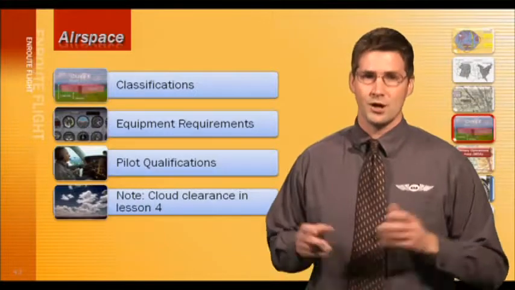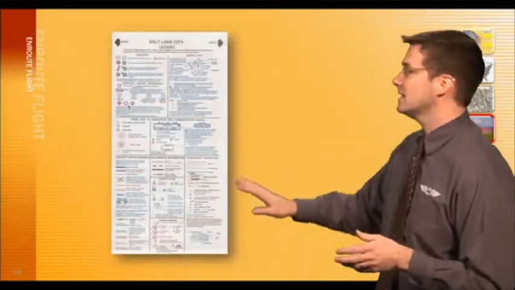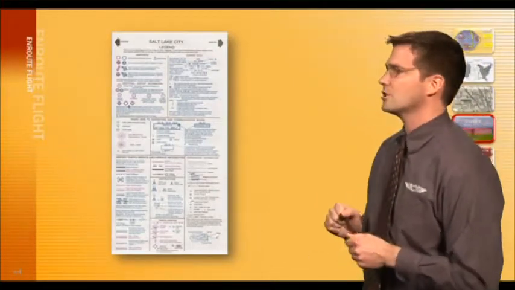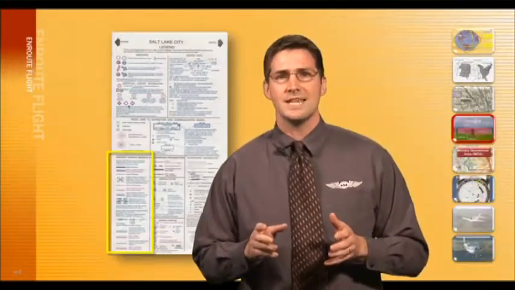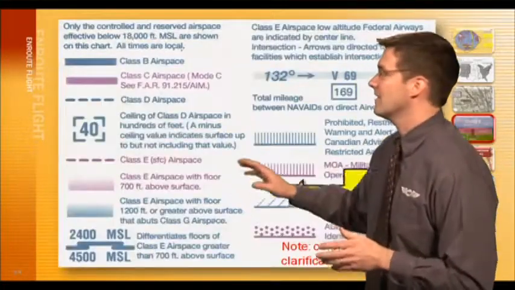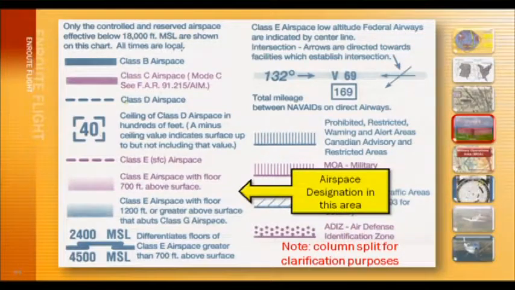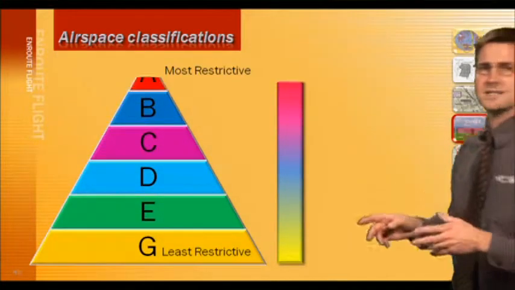Once again, here is the legend typically found on a sectional chart, terminal area chart, or world aeronautical chart. Now, the area in the legend depicts airspace boundary designations. Here's a close-up of that legend. Note the airspace classifications are based on shading color and line type. Note that the column is split for clarity only. Here's an overview of the 6 airspace classifications we'll cover in this lesson.